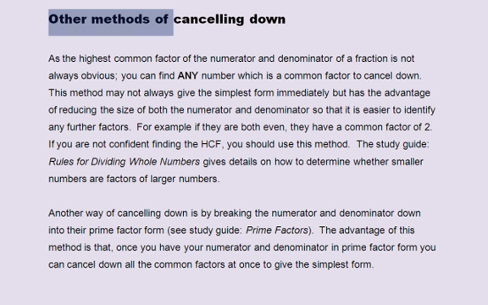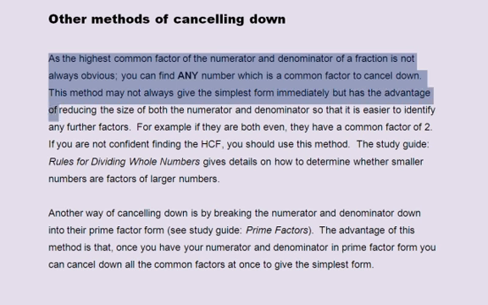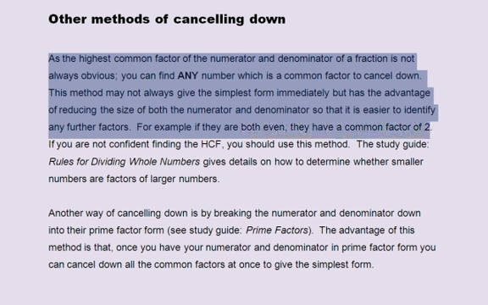Other methods of cancelling down. As the highest common factor of the numerator and denominator of a fraction is not always obvious, you can find any number which is a common factor to cancel down. This method may not always give the simplest form immediately, but has the advantage of reducing the size of both the numerator and denominator so that it is easier to identify any further factors. For example, if they are both even, they have a common factor of 2. If you are not confident finding the highest common factor, you should use this method.